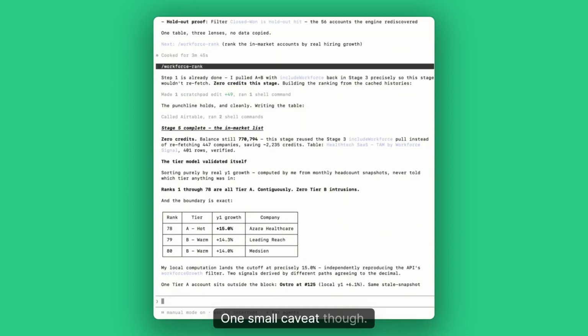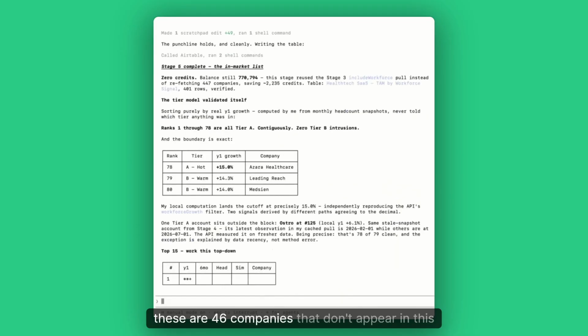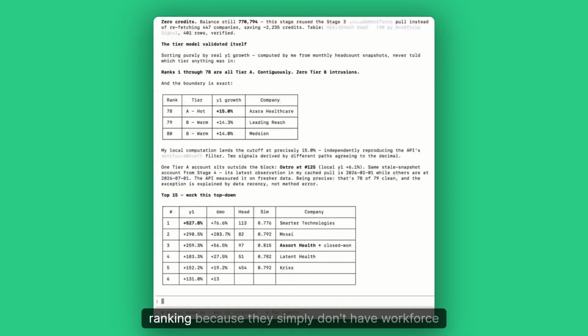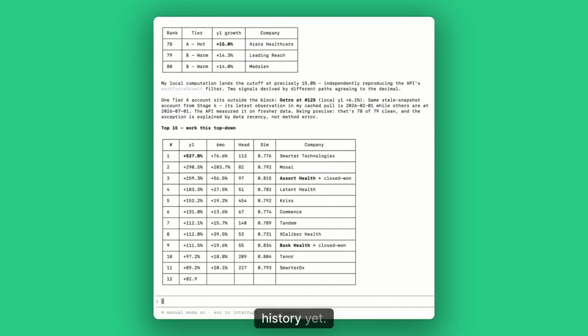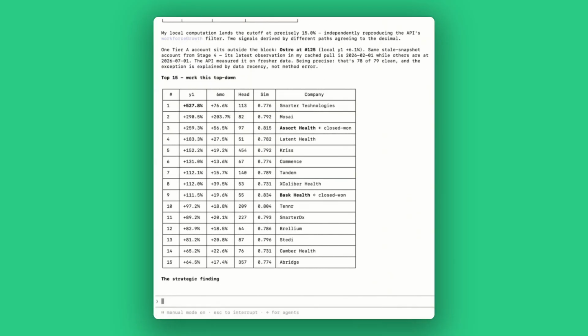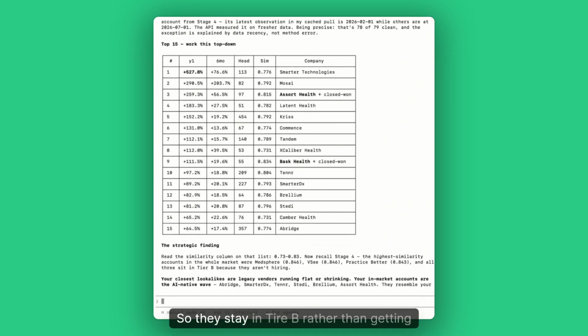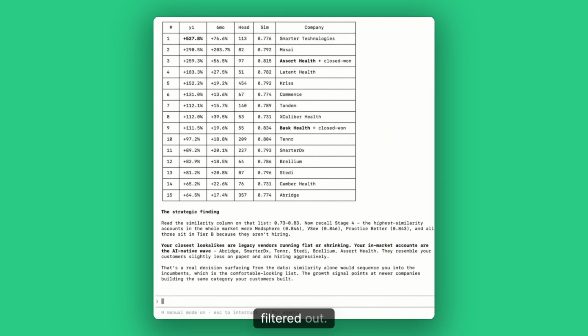One small caveat though. These are 46 companies that don't appear in this ranking because they simply don't have workforce history yet. That doesn't mean they are shrinking, it means we don't know. So they stay in tier B rather than getting filtered out.